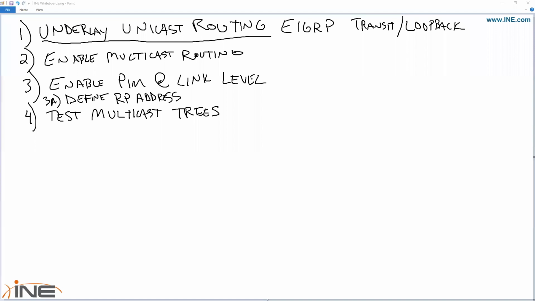Okay, there's a question: if there are multiple senders for the same group, does the receiver send multiple star comma G entries? The receiver is only going to send one star comma G join. If there are multiple senders sending to the same group, then it's going to receive multiple traffic feeds.